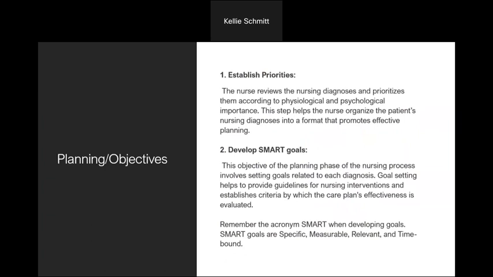We need to develop SMART goals. This objective of the planning phase of the nursing process involves setting goals related to each diagnosis. Goal setting helps provide guidelines for nursing interventions and establishes criteria by which the care plan's effectiveness is evaluated. A SMART goal is specific, measurable, relevant, and time-bound.